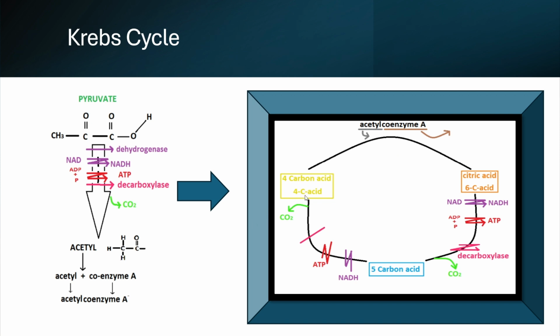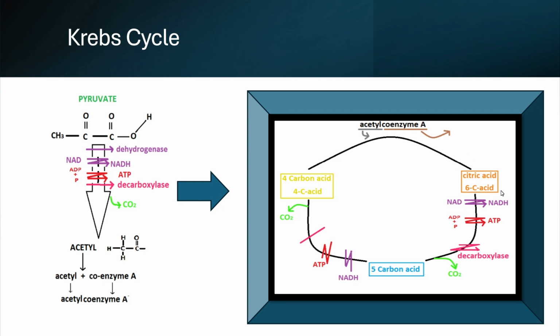The C2 compound combines with the 4-carbon acid, the 4C acid, to create a 6C acid. So here was 4 carbons and here was 2 added together, and we had 6 carbons here. So either it's citric acid or a 6-carbon acid or a C6 compound, whatever, it's the same thing.